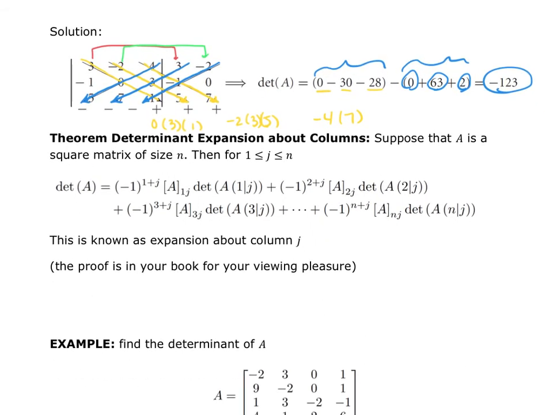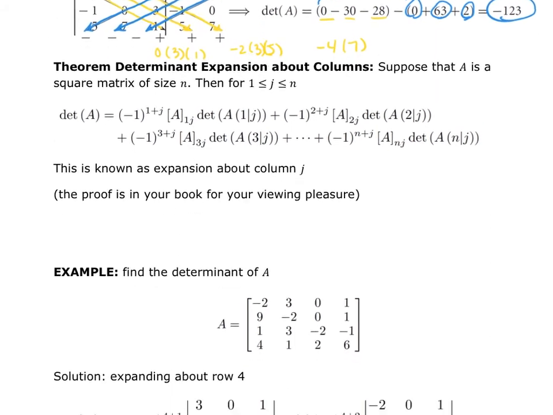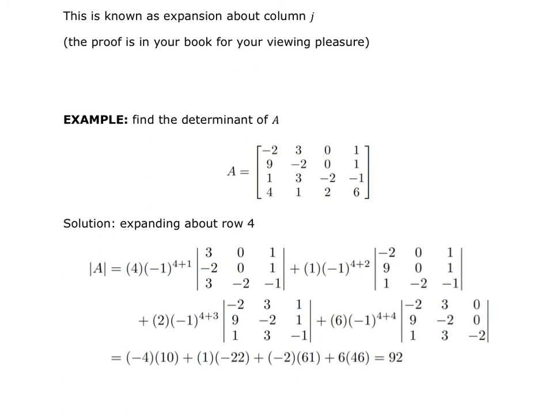Similarly, I can expand out a row, or I can expand out a column. So let's take a look at this example where we're asked to find the determinant. I'm going to expand out row 4. So that means I'm going to take out row 4. So this is where the 4 comes from.